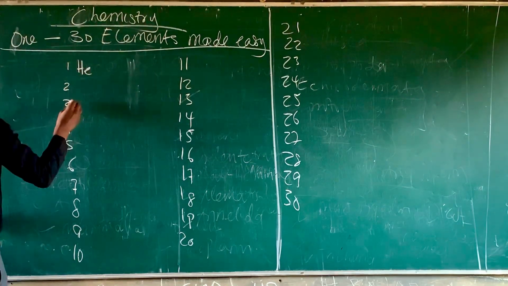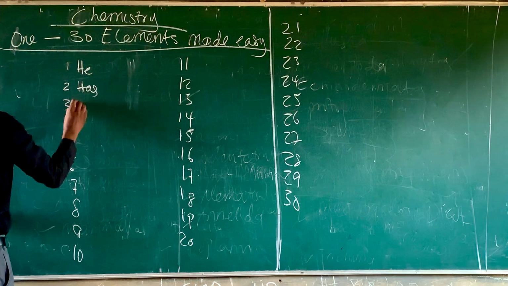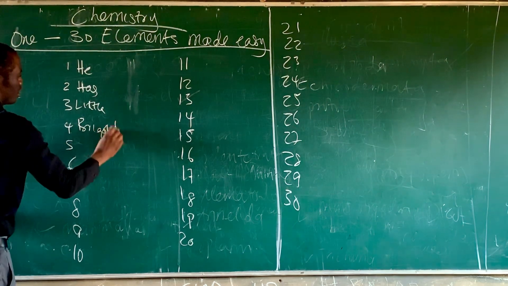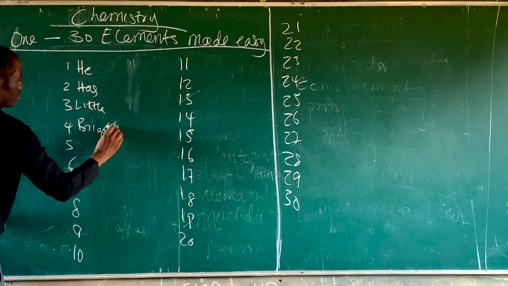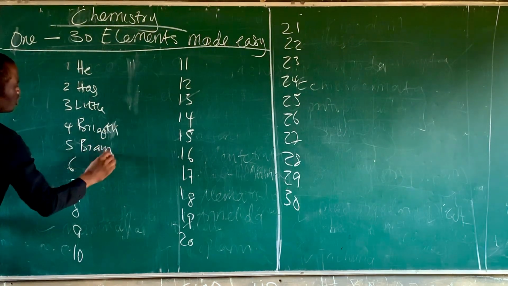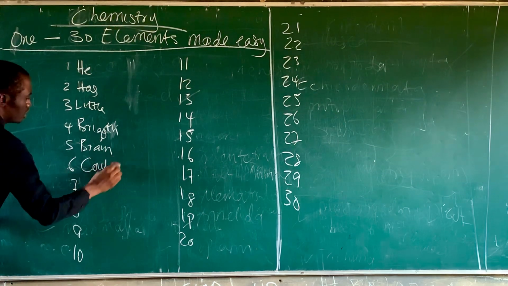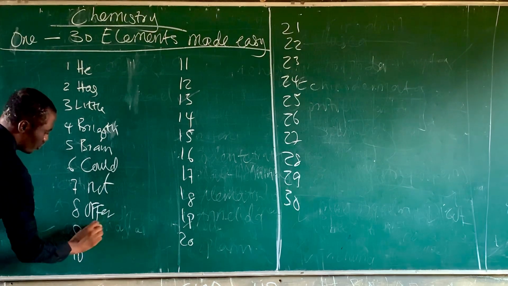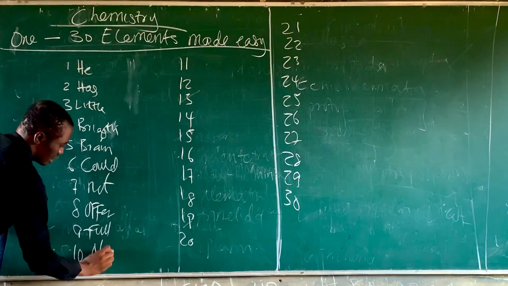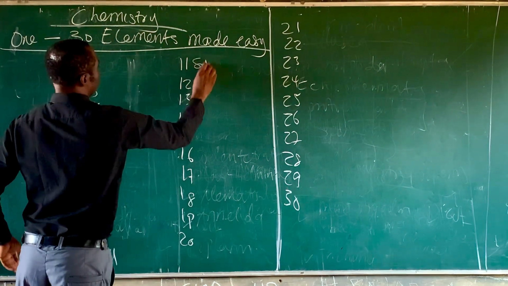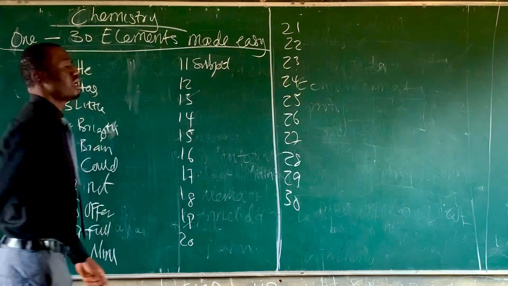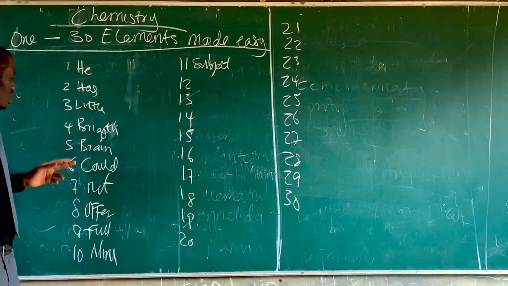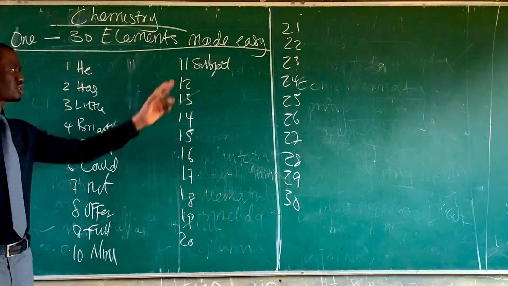He has a little bright brain, could not offer full 9 subjects. Let me take that again. He has a little bright brain, could not offer full 9 subjects.